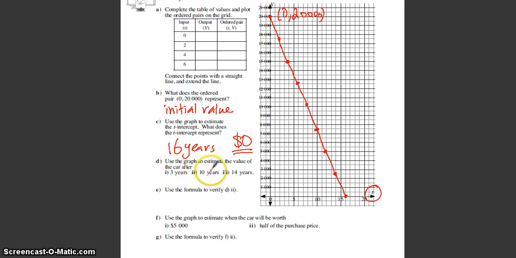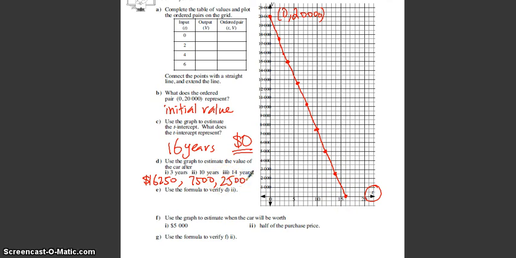Now D, use the graph to estimate the value of the car after 3 years. So just from here, look at 3 years. It's in between 15,000 and 17,500. So the answer is 16,250. After 10 years, 10 years is here, 7,500. After 14 years, just 2 years before, it is worth nothing, 2,500.